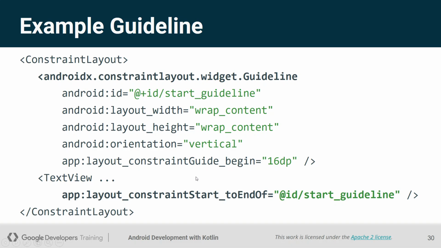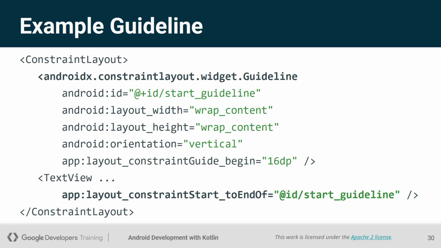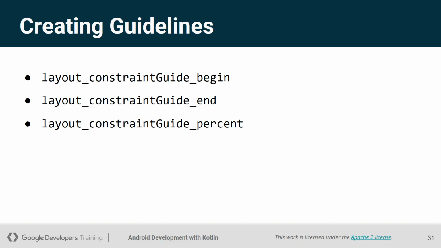And then you can have your text constraints. So you can use what is called the start guidelines to stand for everything, and it can suit all that. So instead of creating begin, end, and percent, you can just have the constraint start to end of. Then you put there the guideline that you have already defined.